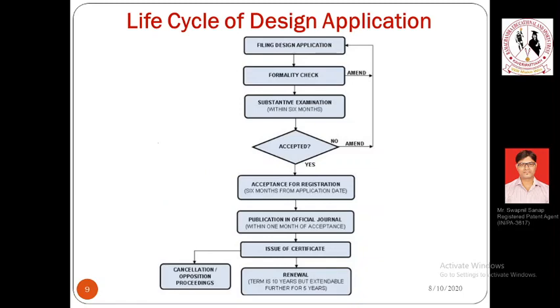Once the acceptance happens, it will by default be published in an official journal, and a grant certificate is issued by the registry. There is no specific opposition period mentioned in the Act for this. This is clear. So once the certificate is issued, like we discussed yesterday, the renewal of a design can be done after 10 years and it can be extended by a maximum of 5 years. That means the total life of the design is 15 years.